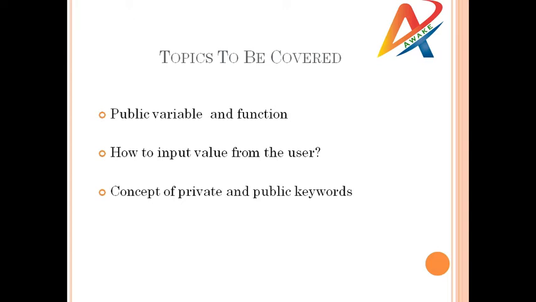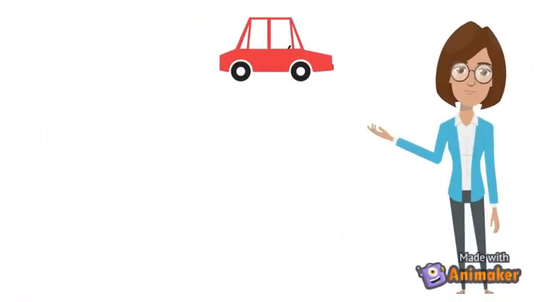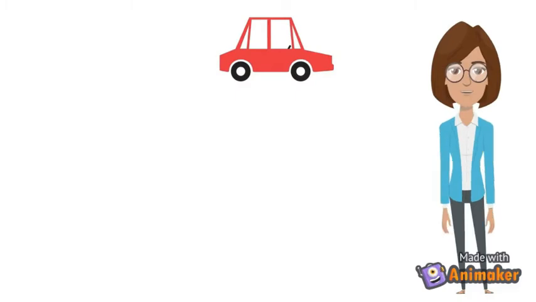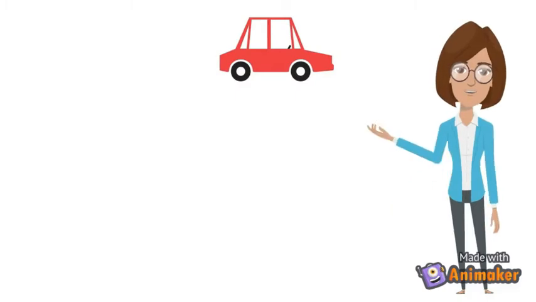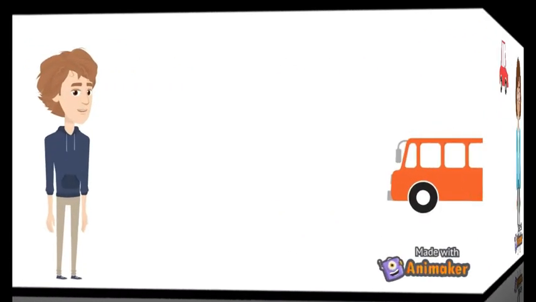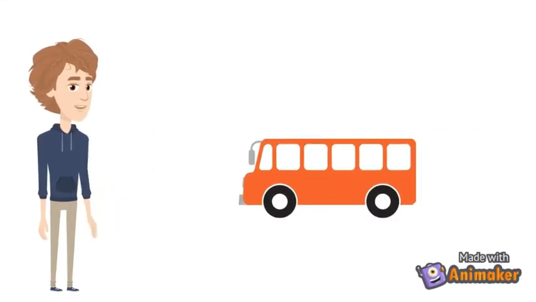As we know variable and function, let us understand the concept of public and private keywords first with a small video made in Animaker. Here we have our own car. This is our private car. So this car is our private property which will be managed by us. This is a public bus. Public bus can be used by anyone. So it is a public property.